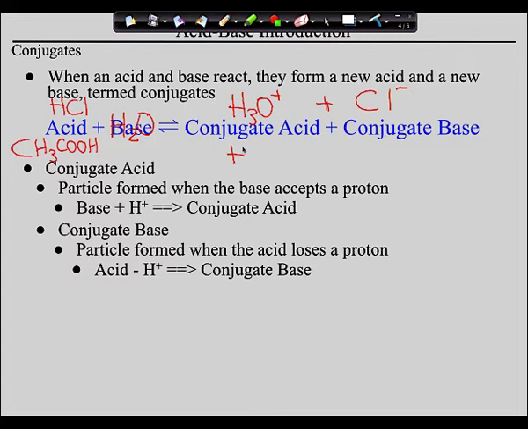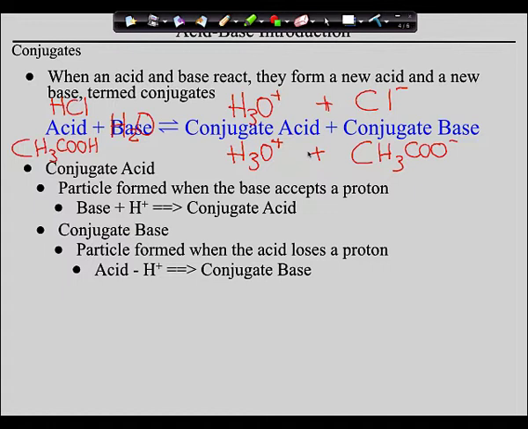So again, our conjugate acid will be H3O plus. And now what will our conjugate base be? CH3COO minus, which is the acetate ion. Now guys, check this out because this is really interesting. Let's finish balancing these equations. Well, they're balanced. Let's finish writing them.